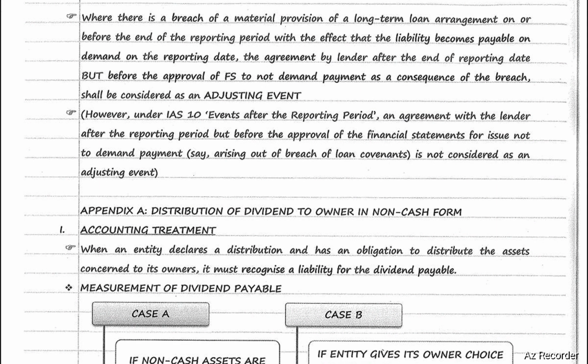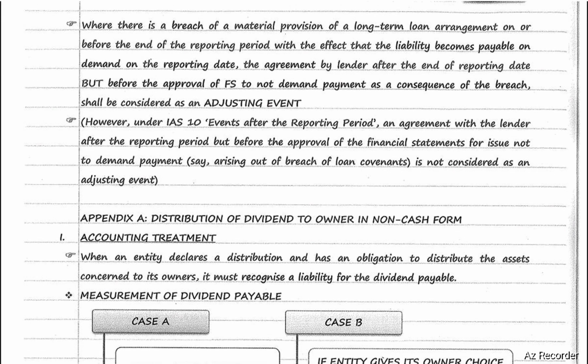However, under International Accounting Standards 10, events after the reporting period, an agreement with the lender after the reporting period but before the approval of the financial statements for issue not to demand payment, say arising out of breach of loan covenants, is not considered as an adjusting event. The crux is, after balance sheet date, if any breach of long-term arrangement occurs, after breach, if grace period of greater than or equal to 12 months is given or conditions removed, it will be an adjusting event. It needs adjustment in the financials.